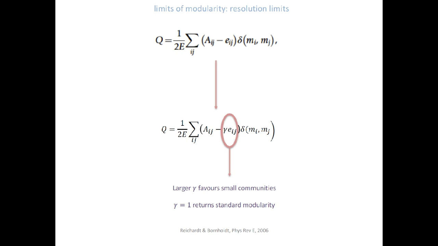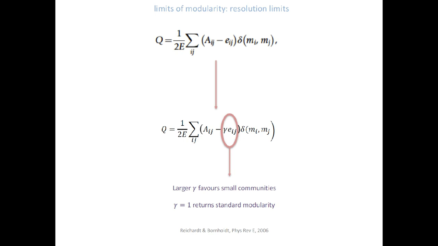These equations are the same. We've just added this gamma term to E_ij. And this is just a multiplicative factor. If we make gamma large, it's going to increase the influence of the error term, and so we're going to be biased towards detecting smaller communities. If we make gamma small, then we're going to be biased towards detecting larger modules. And if gamma equals 1, then we've just got the same as standard modularity. So you can think of this as a more specific case of this more general definition.